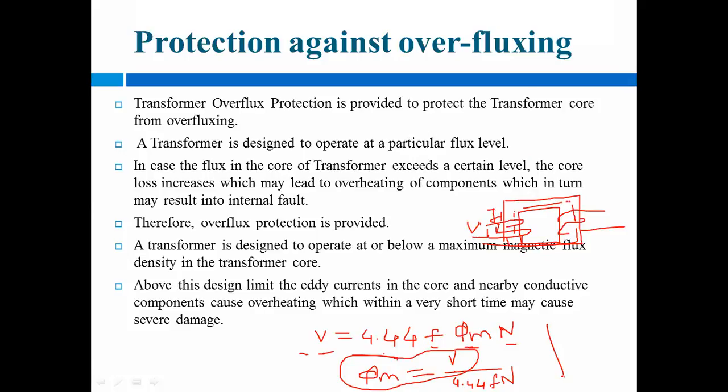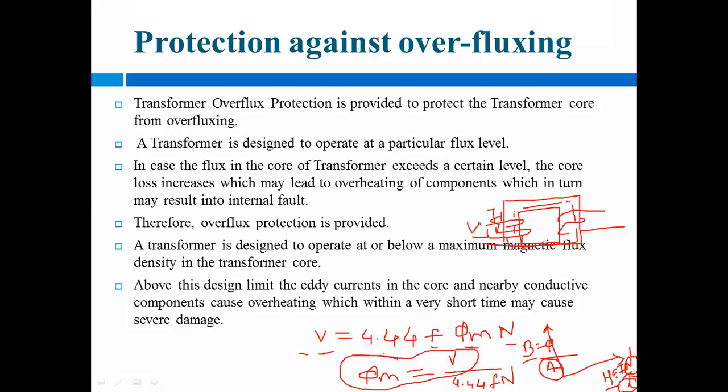That's why there is a BH curve. This is B and this is H. B is the magnetic flux density and H is the magnetic field intensity. B is equal to phi divided by A and H is equal to IN divided by L. Now here the area of the core is constant, the number of turns is constant, and the length of the core is also constant.